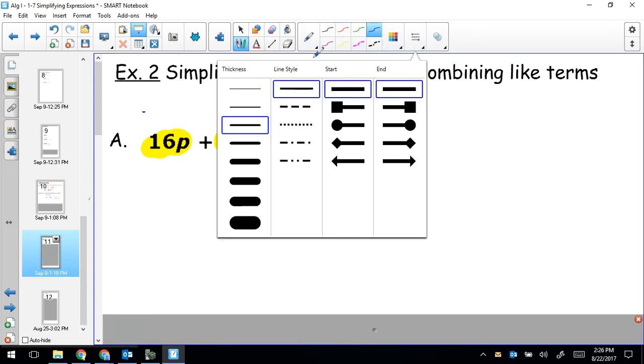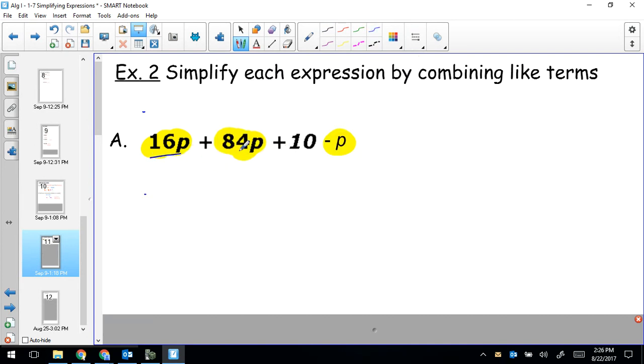Get my blue pen back here. All right, so I've got 16, 84, and a negative 1, because we think about a negative 1 being right there. So 16 plus 84, that's 100. 16 and 84, just adding the coefficients together, adding because this is my operation. 16, a positive 84 make 100, and now a minus 1p. So 16, 84, negative 1, 99p.